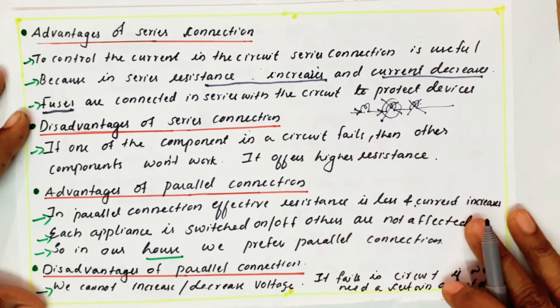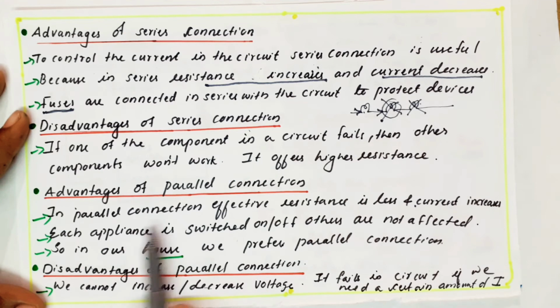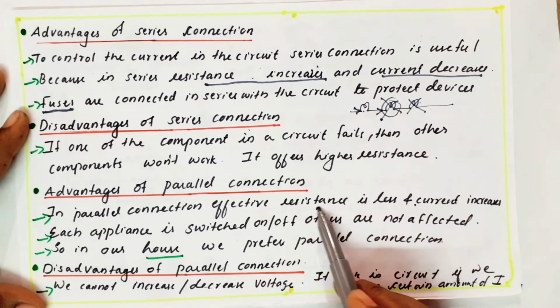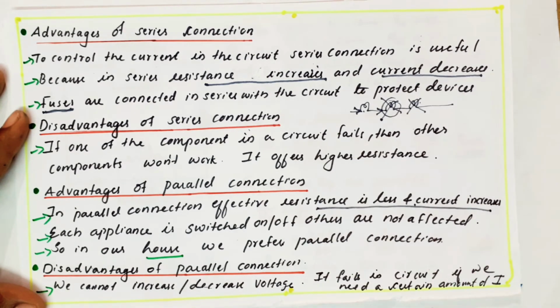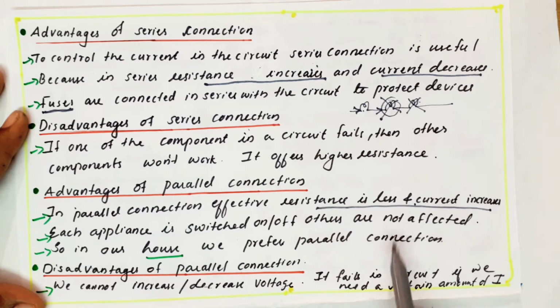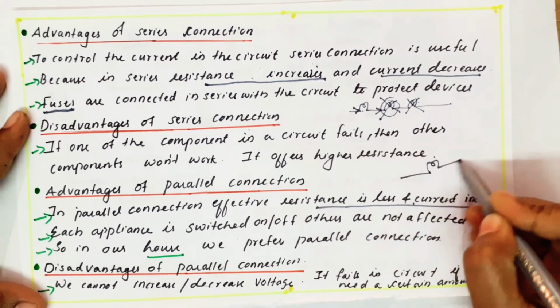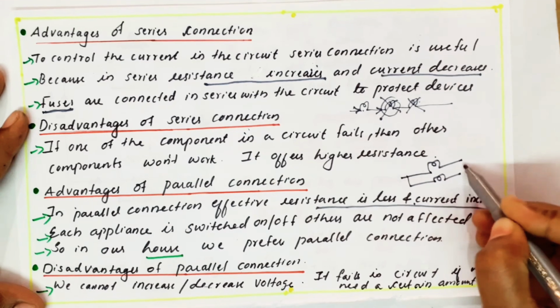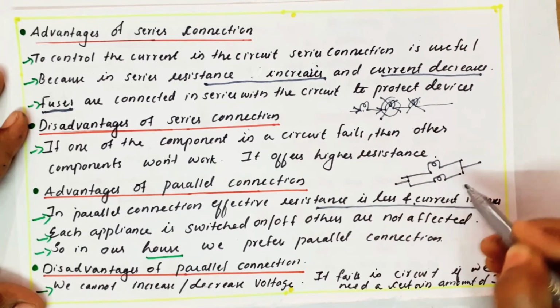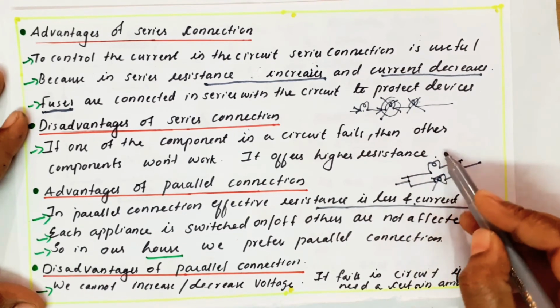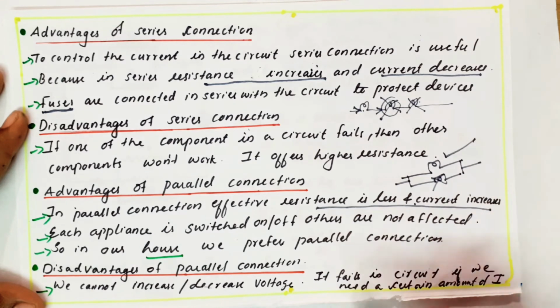So you can rectify that with a parallel connection. In parallel connection, we know that the effective resistance will be less and the current is more. But each appliance is switched on or off, the other won't be affected. That is a major advantage. For example, if you take this is a bulb, another bulb. See, these two are connected in parallel. If this is not working, this will still work. It won't affect the other bulb. That is the advantage of parallel connection.